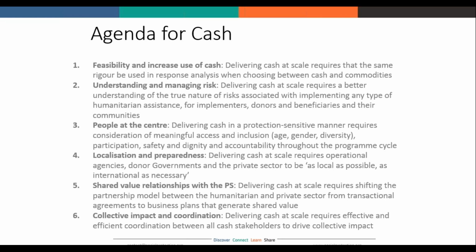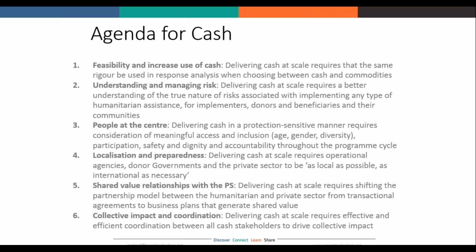A final version of the Agenda for Cash will be presented at the WHS on the side event CaLP is organizing with ODI and the Lebanon Cash Consortium. The Agenda for Cash is a forward-looking document that will hopefully serve as a framework for action and, as I would say, mutual accountability to complement other mechanisms being created as a follow-up for the WHS. So I'm going to talk about the specific contents of the Agenda for Cash in relation to social protection.